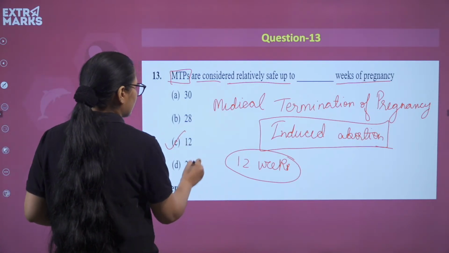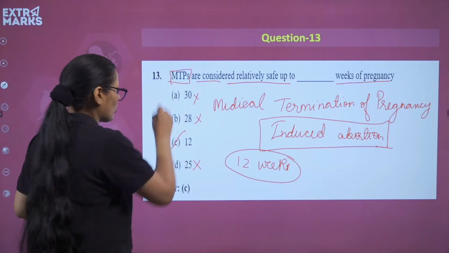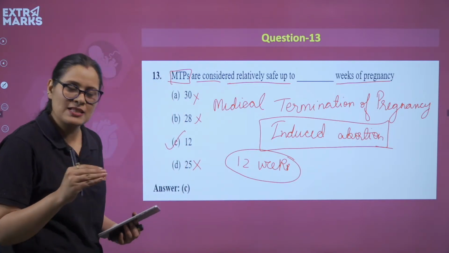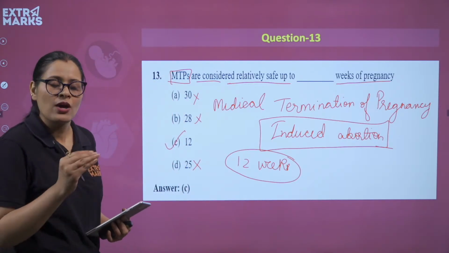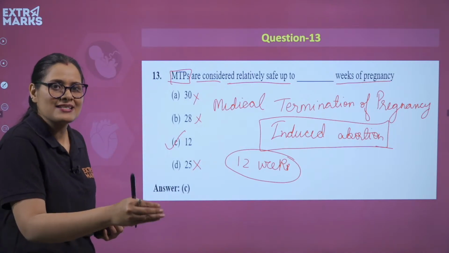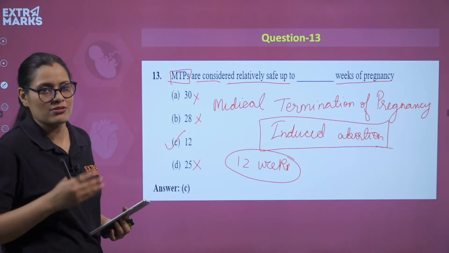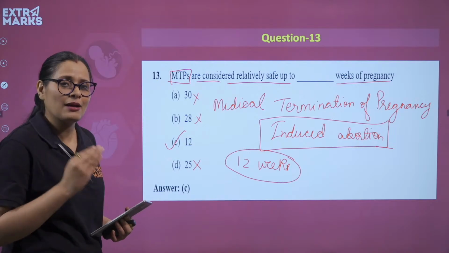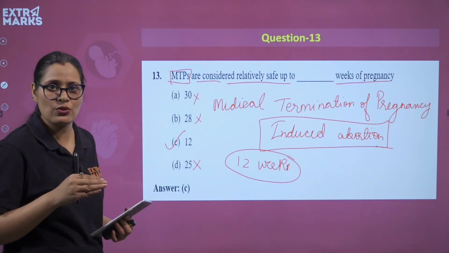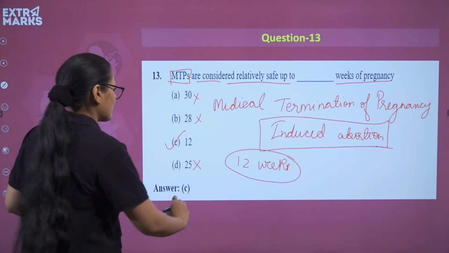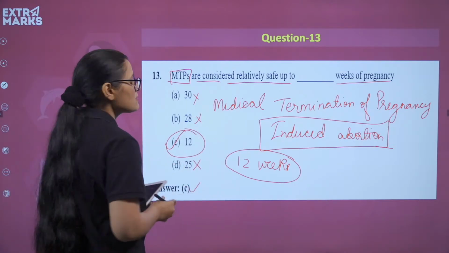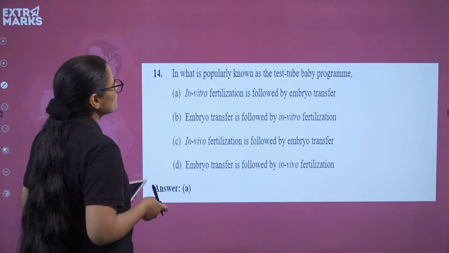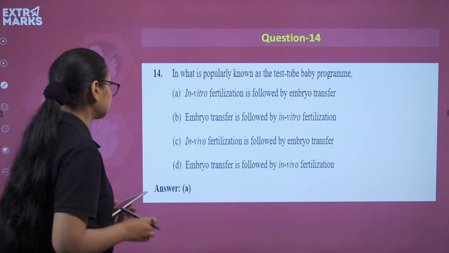It is not 25, 28 and 30. They are way beyond 24 weeks. The maximum we can reach is 24 weeks, when there is advice and suggestions from two medical practitioners. And this is a NEET NCERT update also. It is highly possible to come in NEET. Please pay attention to this question. The answer is option number C. Let's move on to the next question, which is question number 14.